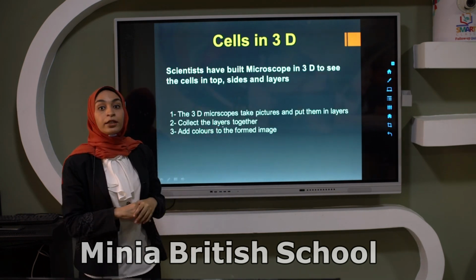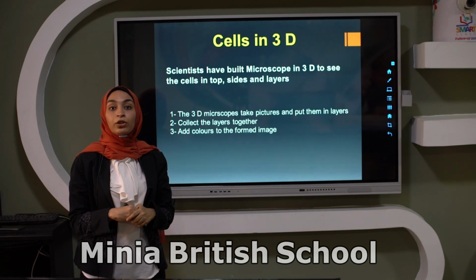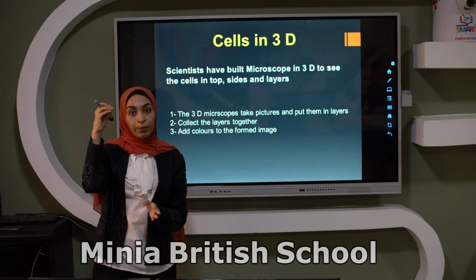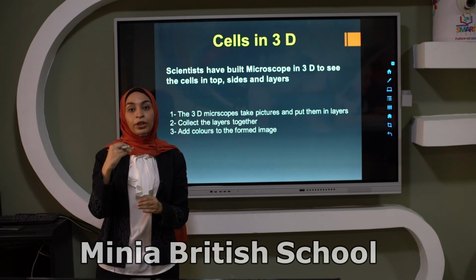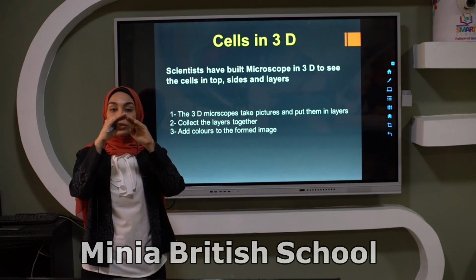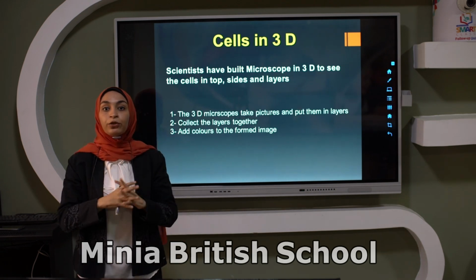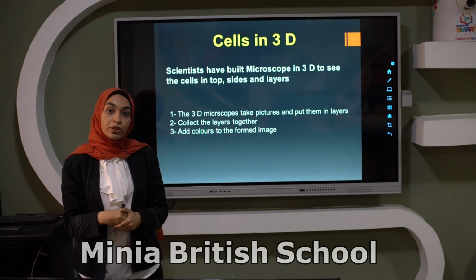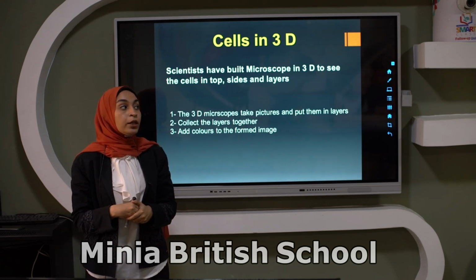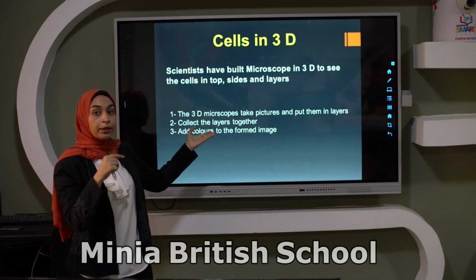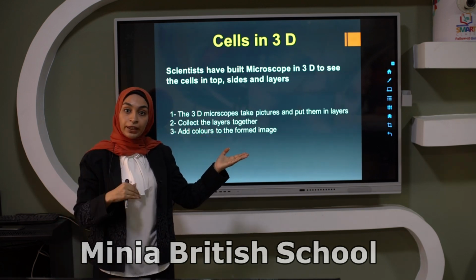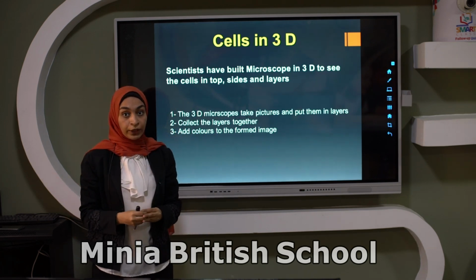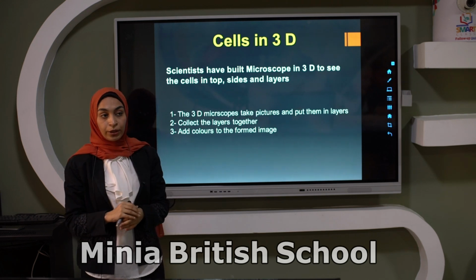Okay, then scientists discovered something called the 3D microscope, because they can take pictures of the cell and put them in layers to see the top, the sides, and the layers of the cells. What are the steps they use with the 3D microscope? Number one, take pictures and put them in layers. Number two, collect the layers together, and finally add colors to them.